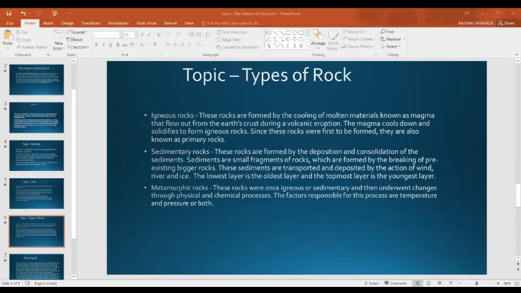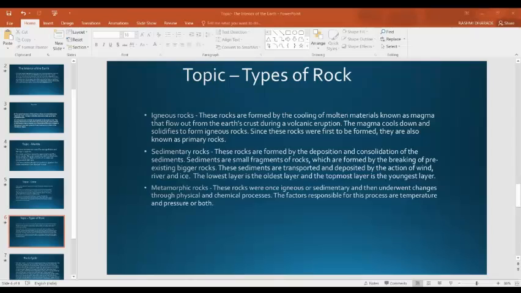Types of rocks. Igneous rocks. These rocks are formed by the cooling of molten materials, known as magma, that flow out of the earth's crust during a volcanic eruption. The magma cools down and solidifies to form igneous rocks. Since these rocks were the first to be formed, they are also known as primary rocks.